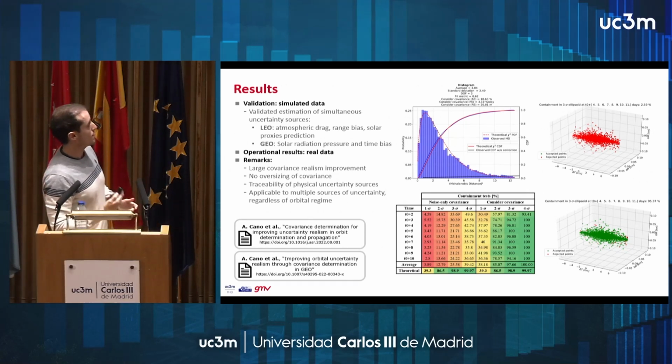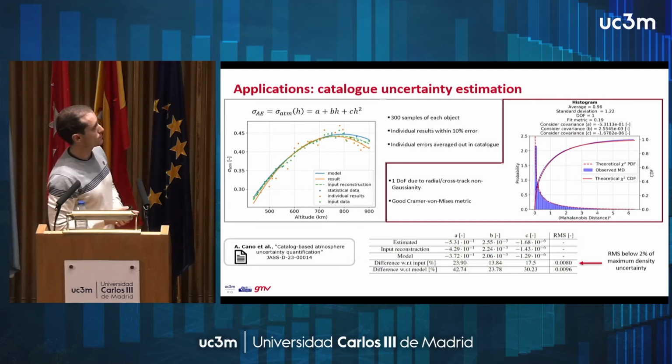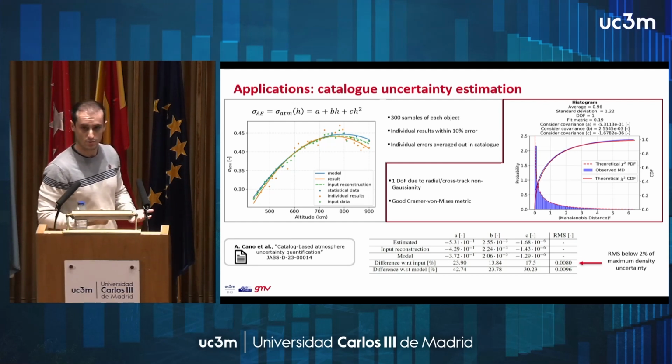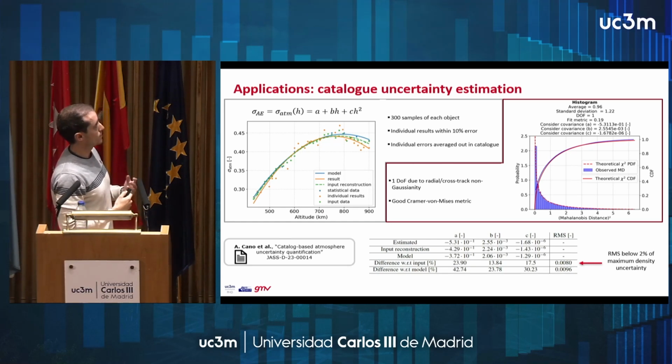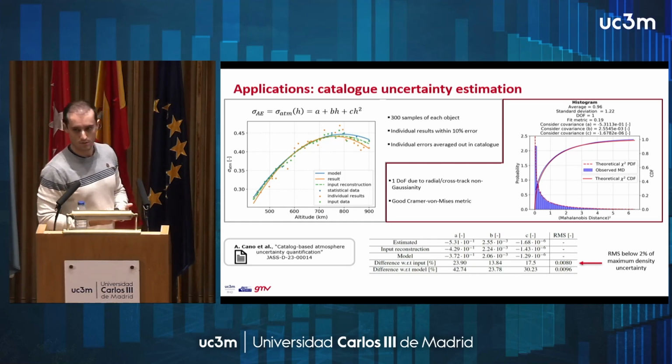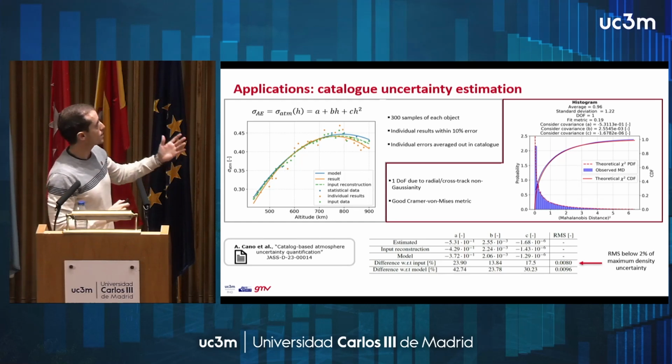So, after that, one of the advances that we made last year is, okay, we have been doing many experiments and analyses with one object during a large amount of time. So we went now to apply our methodology to a catalog of objects. So we assumed an uncertainty that would change with altitude as this, coming from other studies, of course.